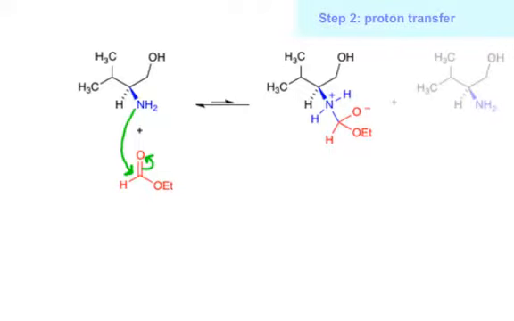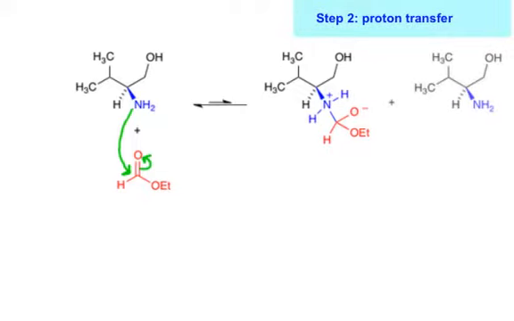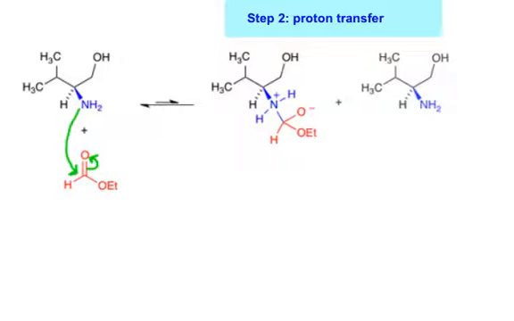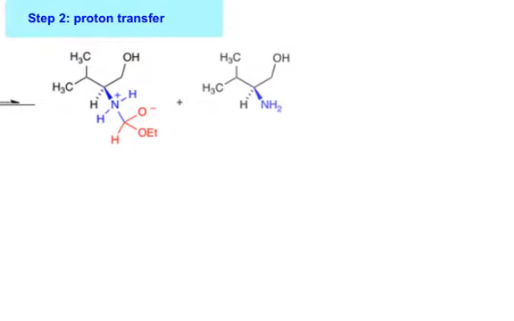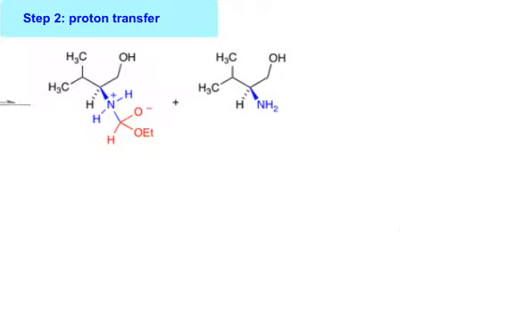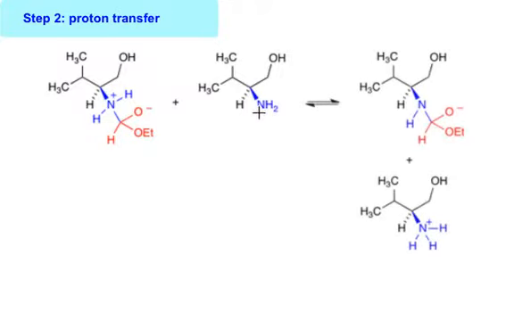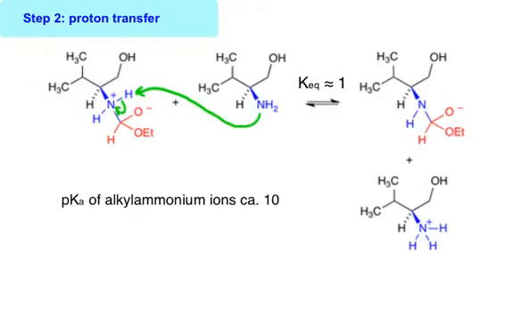The second step is probably proton transfer from the ammonium cation of the tetrahedral intermediate to another molecule of the amine. The equilibrium constant for this transformation is approximately 1 due to the similar pKa's of the ammonium cations on both the reactant and the product side of this equation.